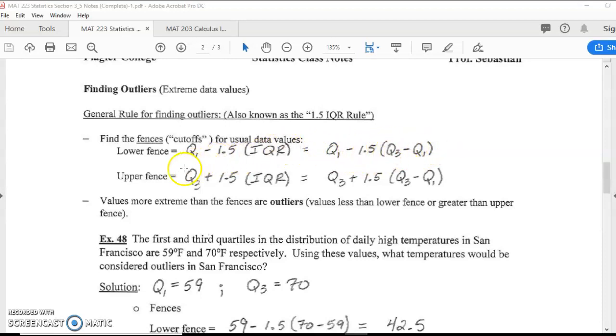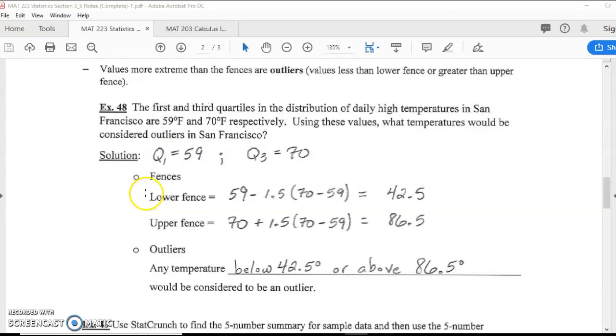subtracting and multiplying. The upper fence is 1.5 times IQR, or 1.5 times the length of IQR above Q3. So the formula is Q3 plus 1.5 times IQR. Or remember again, IQR is Q3 minus Q1, so this is the formula without writing the word IQR in there. So values more extreme than these fences are outliers. In other words, values less than the lower fence or greater than the upper fence.